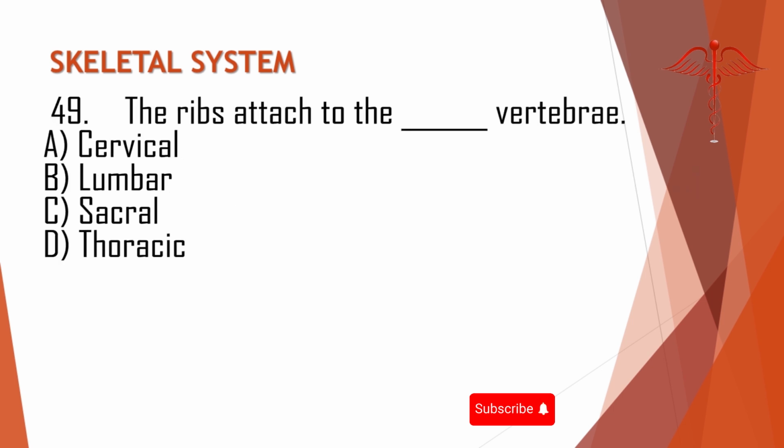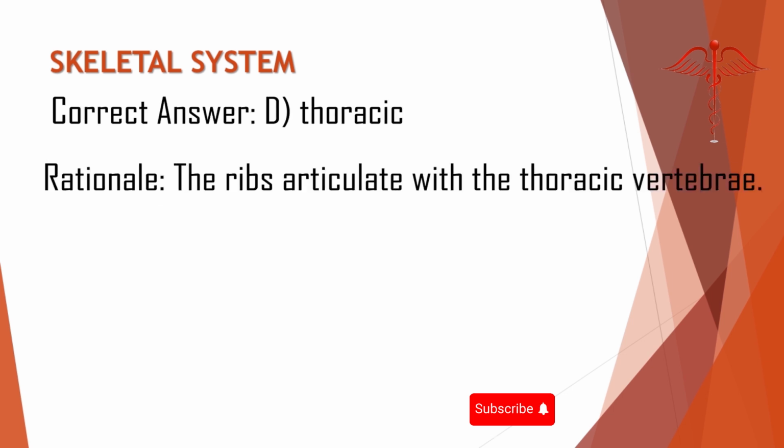49. What ribs are attached to the vertebrae? A. Cervical. B. Lumbar. C. Sacral. D. Thoracic. Correct answer: D. Thoracic. Rationale: the ribs articulate with the thoracic vertebrae.